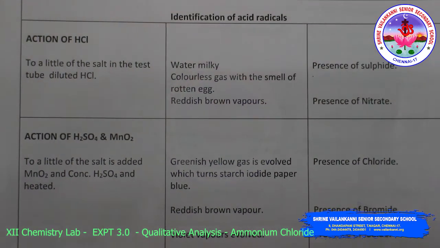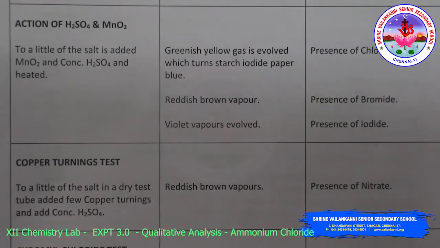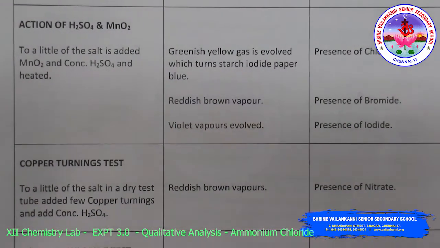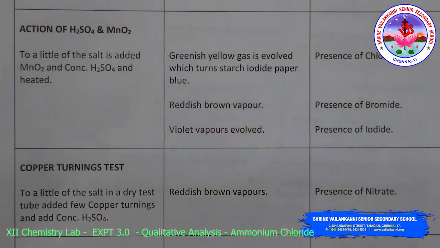Then the action of manganese dioxide and sulfuric acid test. The salt is taken, manganese dioxide and concentrated H2SO4 are added and heated. A greenish yellow gas is evolved which turns starch iodide paper blue, then it indicates the presence of chloride. Reddish brown vapors indicate the presence of bromide. Violet vapors evolved mean the presence of iodide.